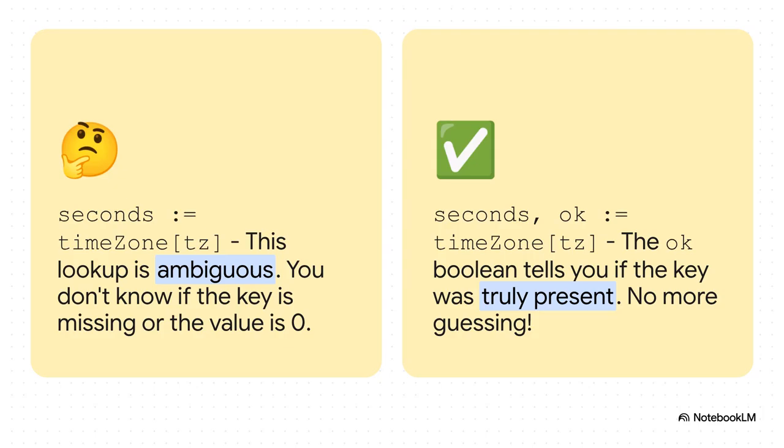But don't worry, Go has this really beautiful idiomatic solution for it. On the left, you see the lookup that causes all the problems. But on the right, that's the comma OK idiom. When you ask for a key this way, you get two things back. First, the value, and second, a Boolean. We usually call it OK, that tells you flat out, true if the key was there, false if it wasn't. Just like that, the ambiguity is gone. This right here is the idiomatic Go way to do it.